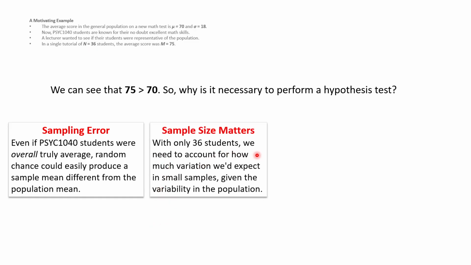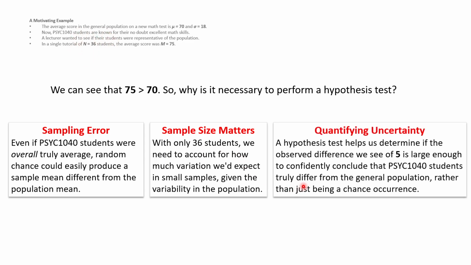With only 36 students, we want to account for how much variation we'd expect in small samples given the variability in the population. So we know the parameters in the population, right? But these parameters apply to countless numbers of people. We only have 36 students, so we need to be able to account for these smaller sample sizes.